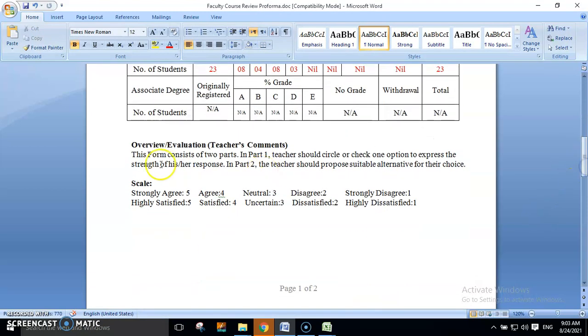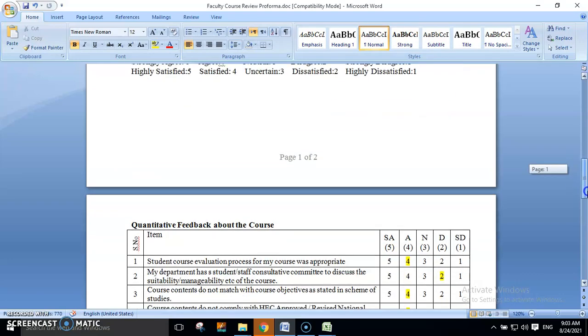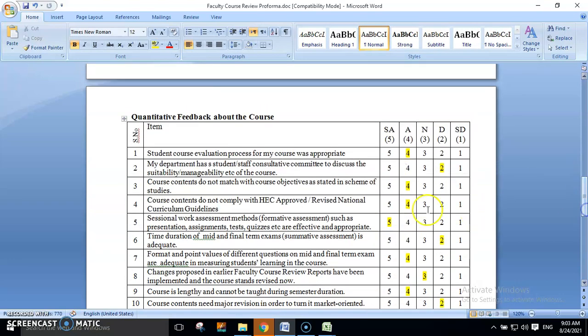Second part. So as you can see, scale strongly agree and highly satisfied 5, 4, etc. Now teacher will read the questions and select the appropriate column. Students course evaluation process for my course was appropriate. Here teacher will give his or her opinion whether the course evaluation conducted by PTM or focal person or HOD for his course was good, appropriate, whether it was free from bias, etc. So you can select one option.